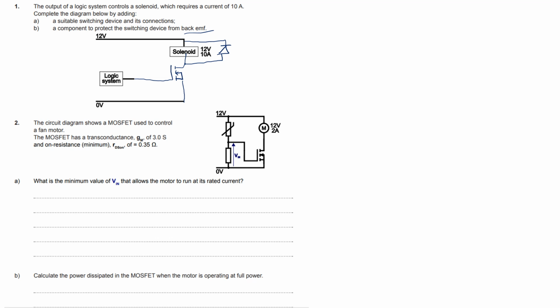Okay. This next one, we have a MOSFET, fan motor. The MOSFET has a transconductance of 3 Siemens and an on resistance of RDS on, where DS means drain source. Just so you know, current goes down the drain, out of the source, and the gate turns the thing on. Current's going down, so down the drain, out of the source. There's a couple of equations on the data sheet that you can use. Just look at the data sheets, it's all on there.